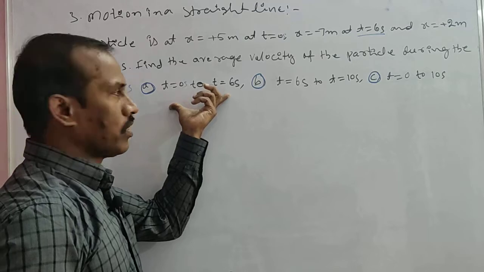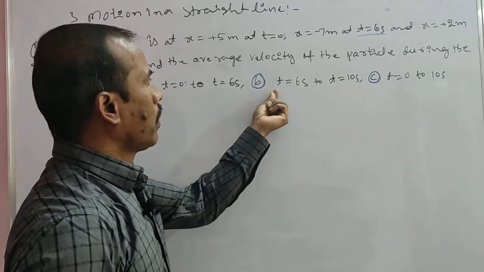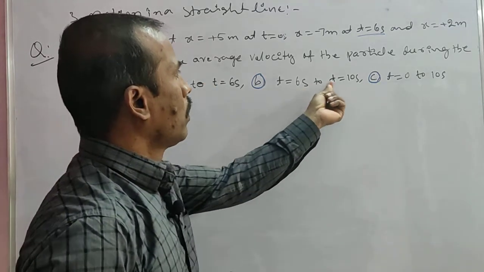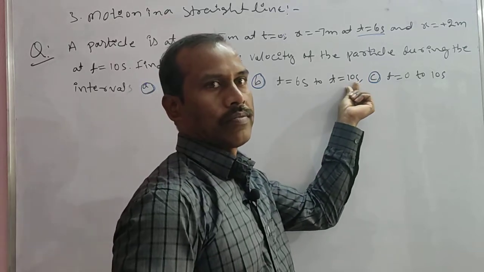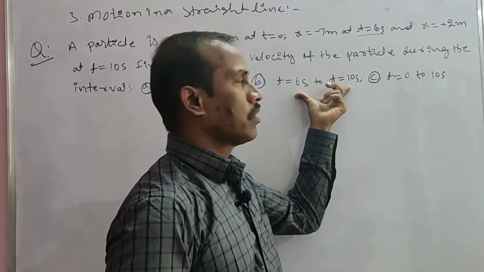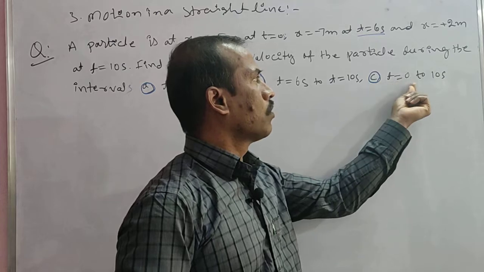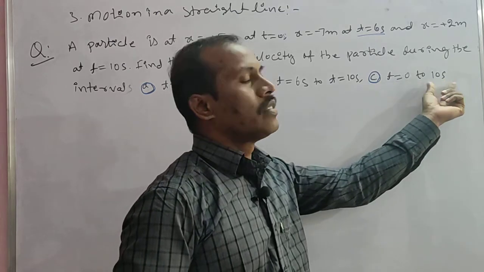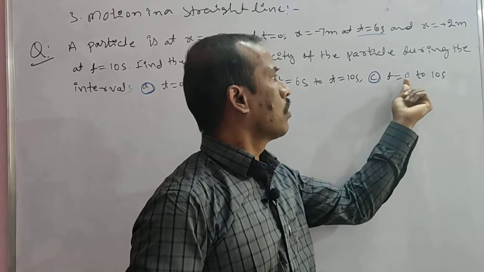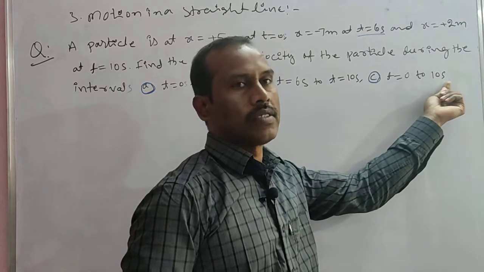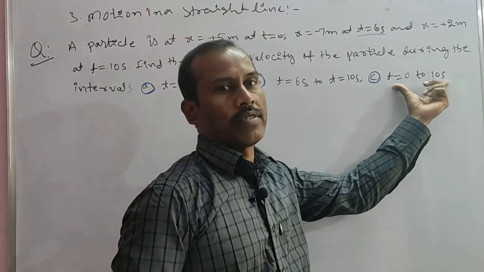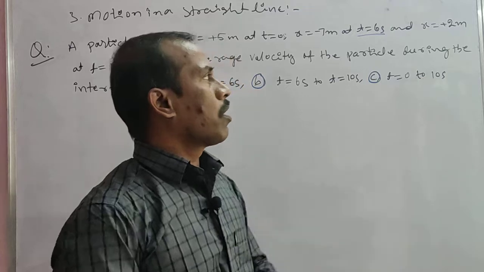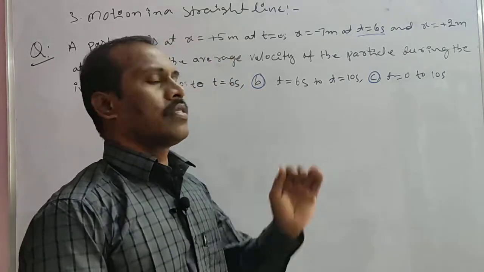then t = 6 seconds to t = 10 seconds. These are the time intervals. Next, the third question is t = 0 to 10 seconds. This is the time interval. So in this problem there are three parts.